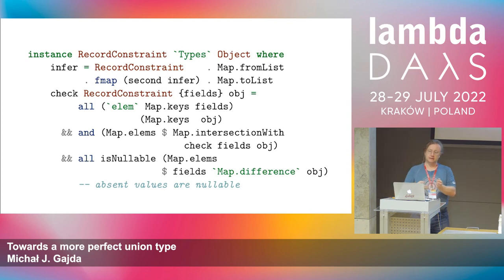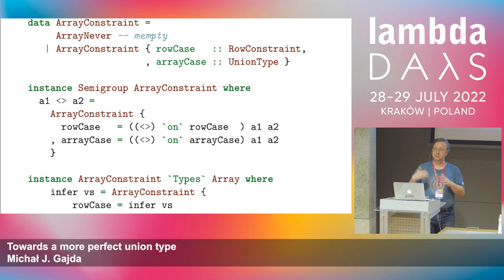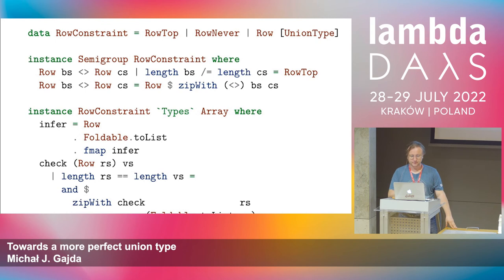Now, when we check the dictionary, we basically check simultaneously that it is consistent with either the record constraint or the mapping constraint. So we basically always keep the information in both cases. Object constraint is the mapping case or the record case. The same we do for the array constraints. We either have no information, that's a special case, or we have a constraint that describes how it is defined as a row type, so basically for the tabular case, or as an array element type. Then we define these type likes accordingly.